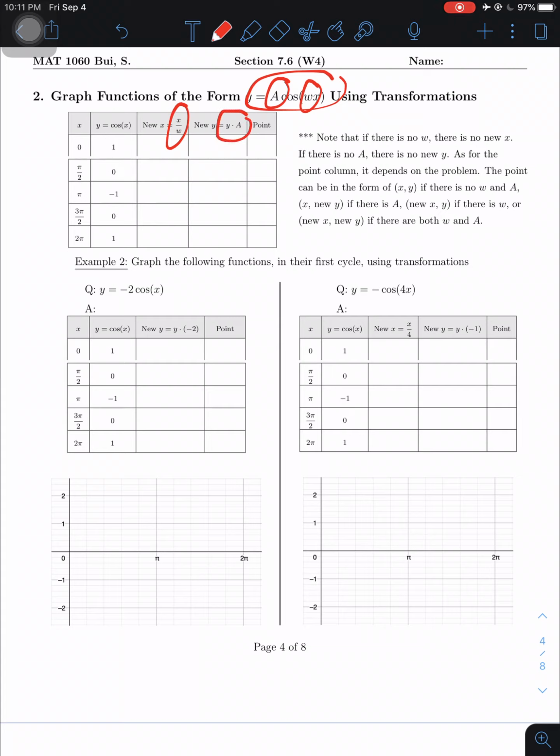If you ask me how I came up with this formula, it's pretty simple actually. For the y part, you always keep it. If you notice, between A and cosine we have multiplication, so that's why we have multiplication here. But for the x part, it's going to be different. If you have multiplication inside, you have to do division, okay? And if I were to give you x divided by W, then in the column it would be x times W, okay?